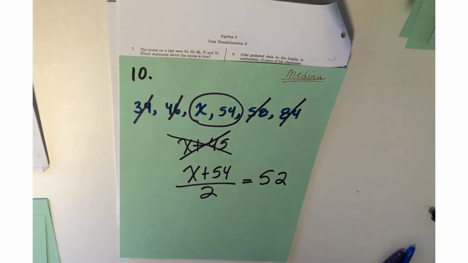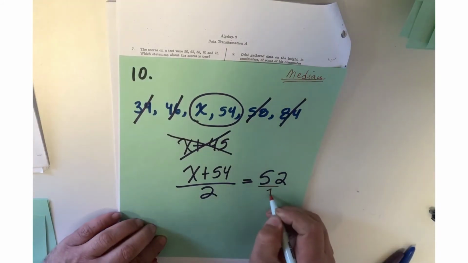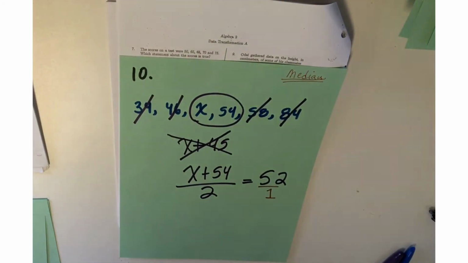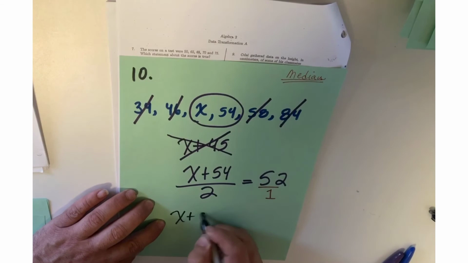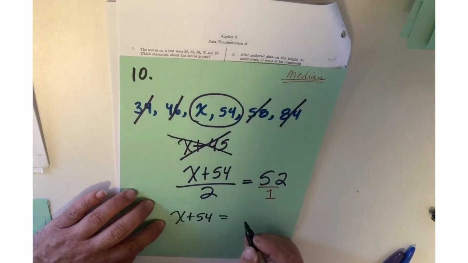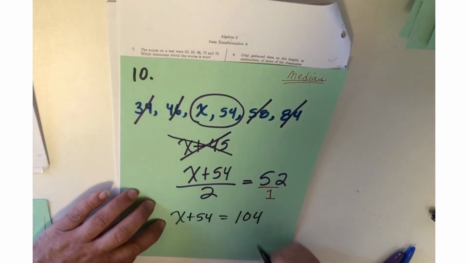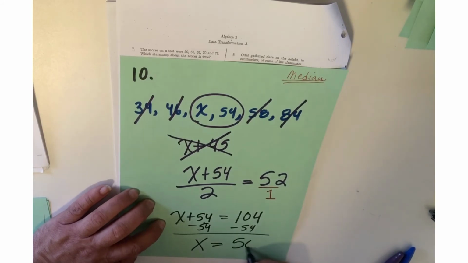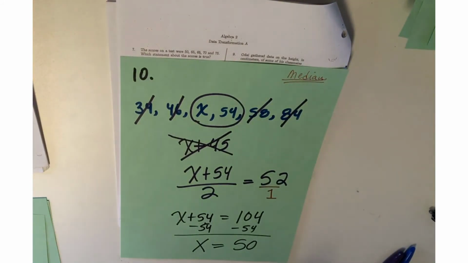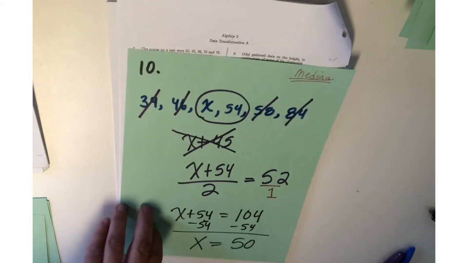To make it easier on you, let me put a little 1 down here so I can cross multiply, right? I love to say that. This is going to give me x plus 54 is equal to 104. So when you take away 54 from both sides, you're going to end up with x is equal to 50. And there you are.